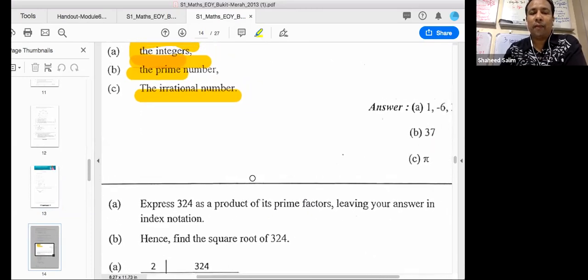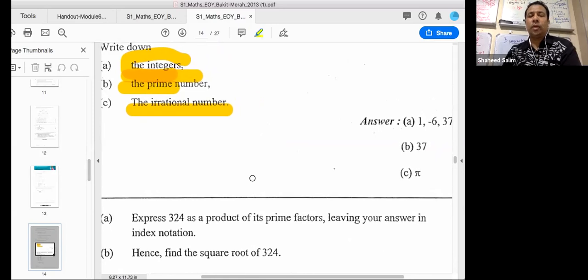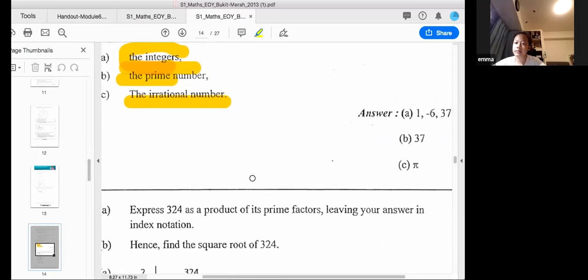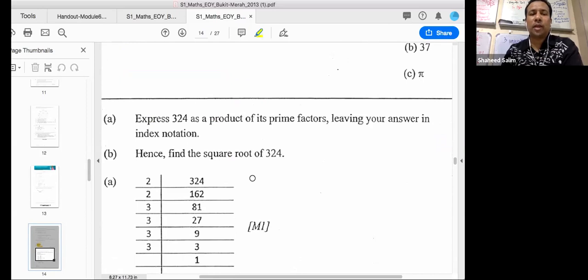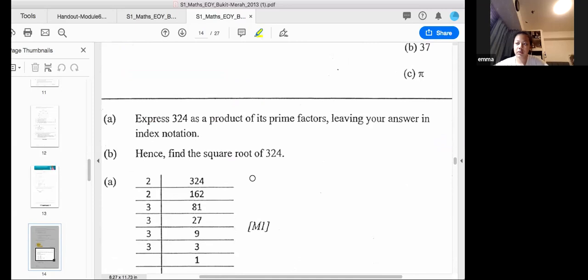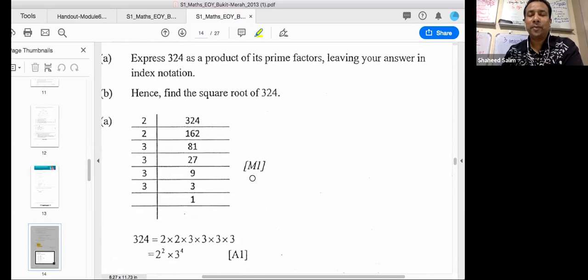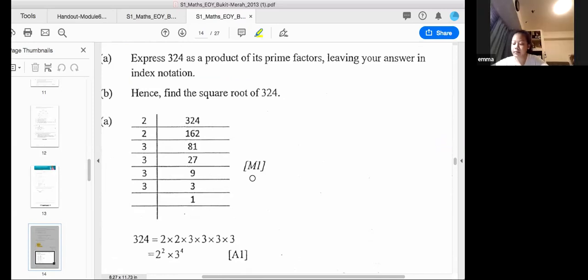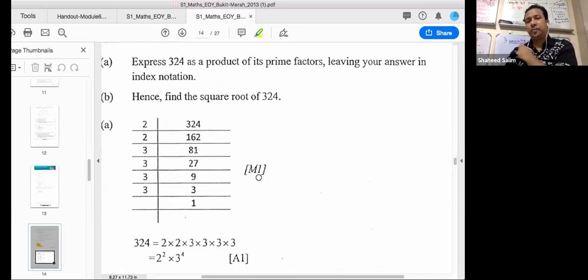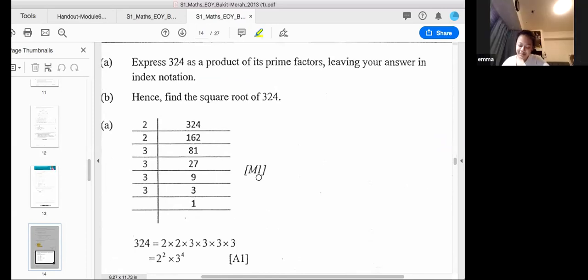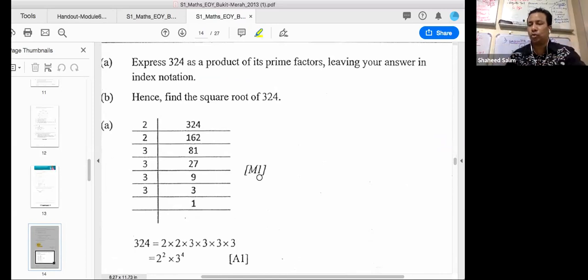Okay, question number 5. You got your answer? Okay, can you check whether it's the same down here? You tell me what's your answer. 2 to the power of 2 times 3 to the power of 4. Good. Could you find the square root? What's your answer? I did it halfway. Okay, you try to do. You must divide the numbers all into 2 equal groups. Then you get the square root.